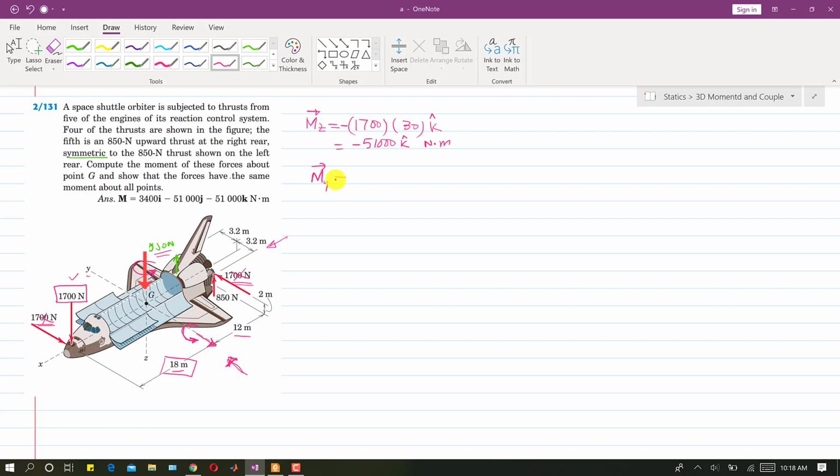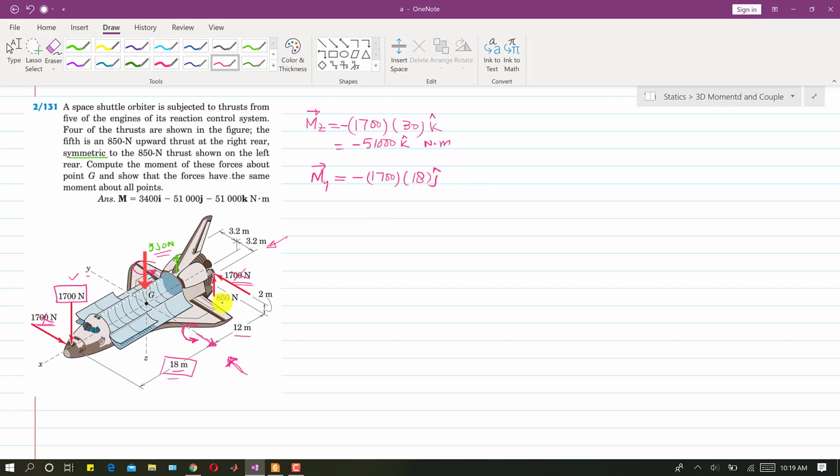So what will be the magnitude of that moment? So I will write 1700, and the perpendicular distance of this 1700 from this point G is 18 mm. So I will multiply this with 18, and since this is in the negative y direction, I will multiply this with minus j, right?